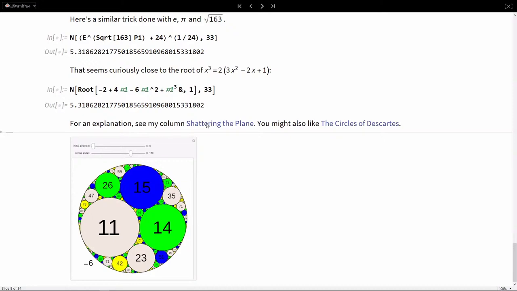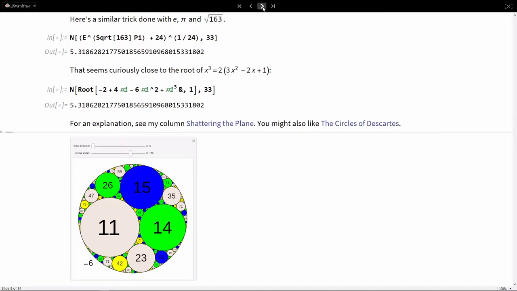And for an explanation, you can see my column Shattering the Plane. Another related item is the circles of Descartes, which has many examples of these tangent circles doing weird things with the bend of the radius.